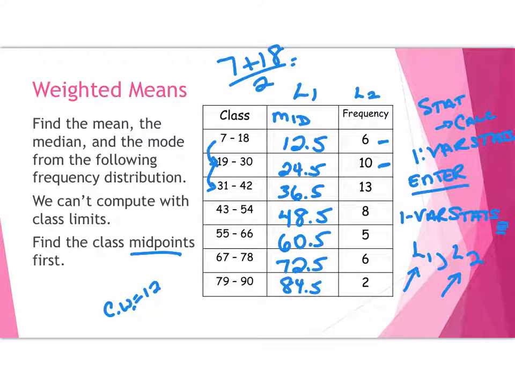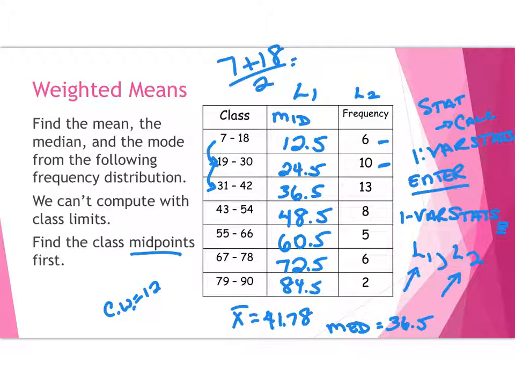Now if I do this, my mean is going to be 41.78. I can scroll down and find my median. My median is 36.5.